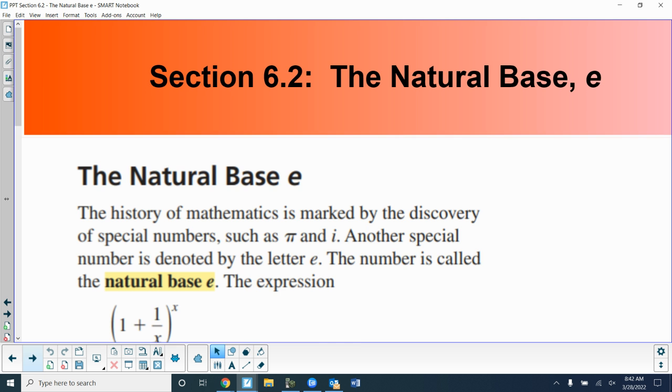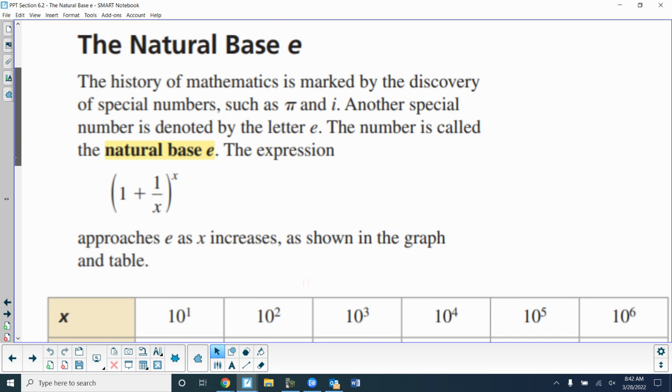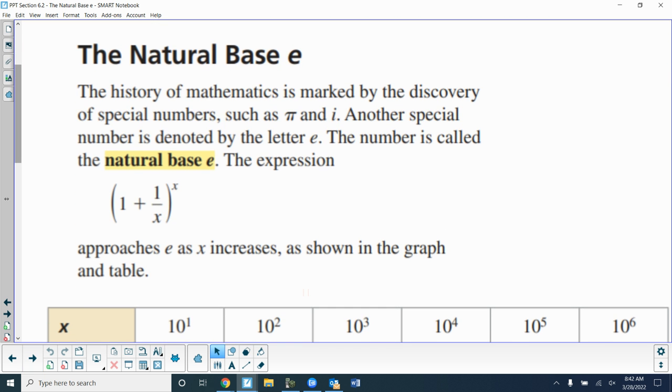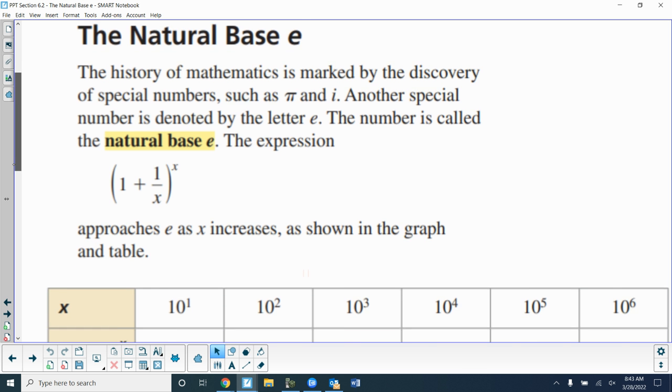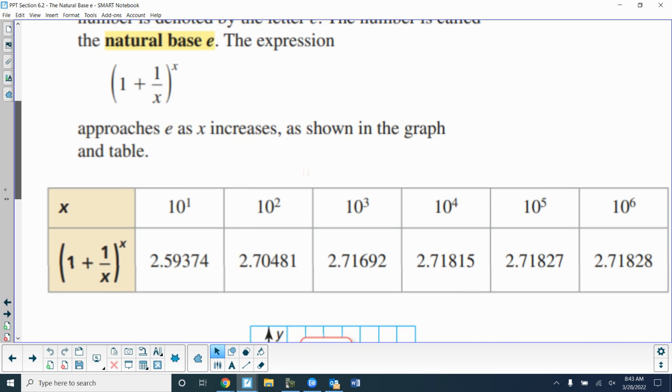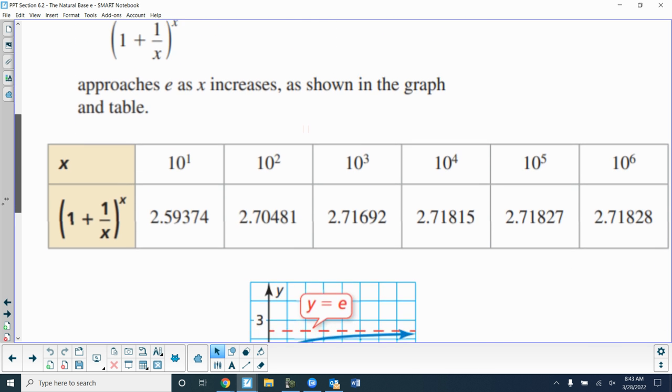So it says the history of mathematics is marked by the discovery of special numbers such as pi and i, the imaginary unit. Stuff we've talked about this year. Another special number is denoted by the letter E. It is called the natural base E. This expression, 1 plus 1 over x to the x power, approaches E as x increases. Okay, and they give us a table of values for that and a graph.